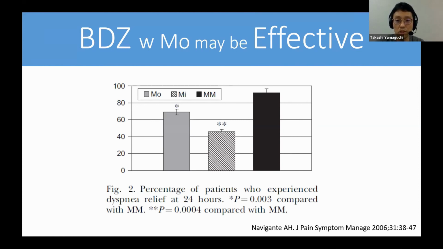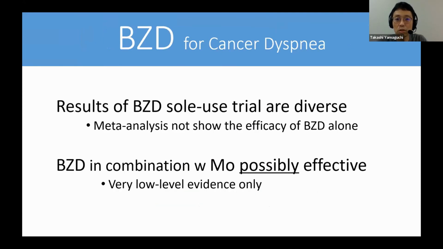But this measurement is not a validated tool. And the BAS score in this study was not significantly different between groups. So it's not high quality evidence at this moment. At this moment, the efficacy of benzodiazepine solo use is uncertain, and we do not suggest using benzodiazepine solely for dyspnea in cancer patients because of lack of evidence.